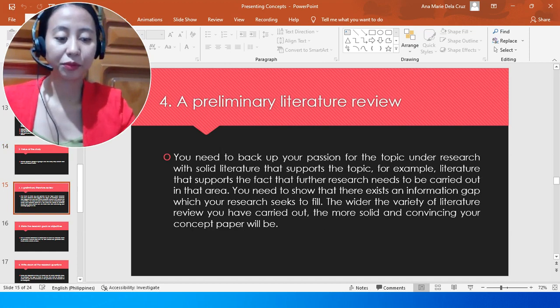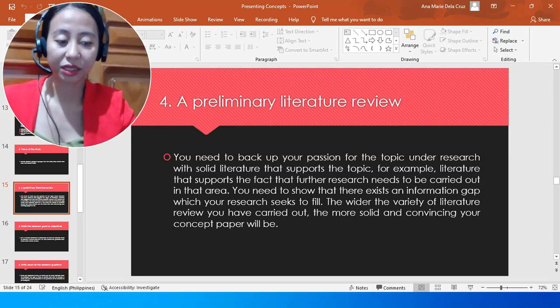Next, a preliminary literature review. You need to back up your passion for the topic and the research with solid literature that supports the topic. For example, literature that supports the fact that further research needs to be carried out in that area. You need to show that there exists an information gap which your research seeks to fill. The wider the variety of literature review you have carried out, the more solid and convincing your concept paper will be. Okay? Mas maraming review, mas convincing.